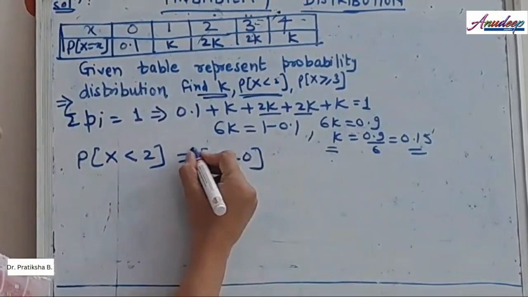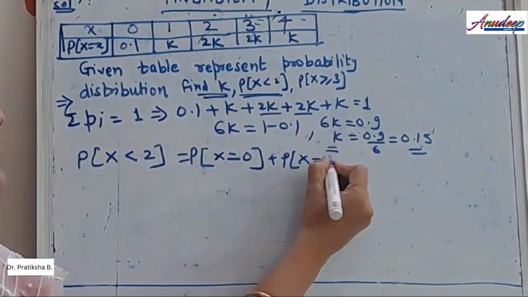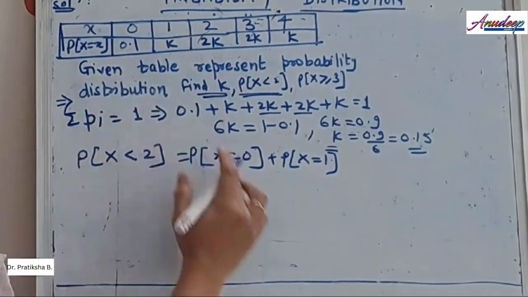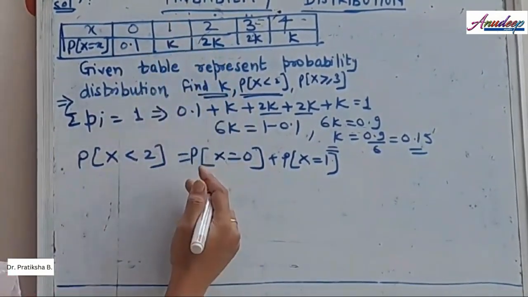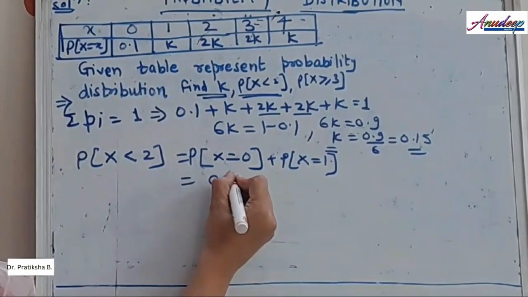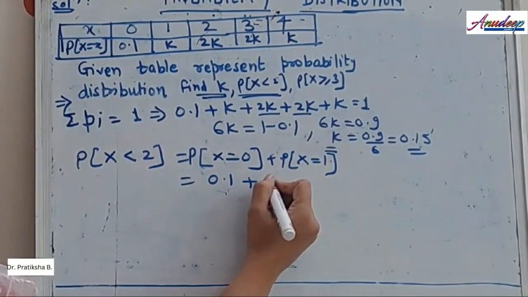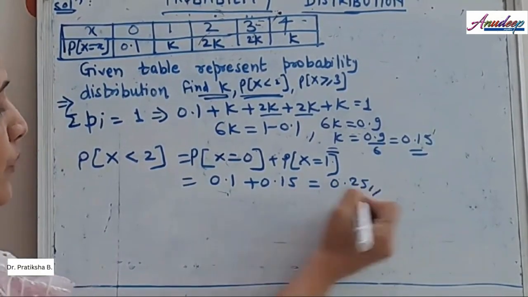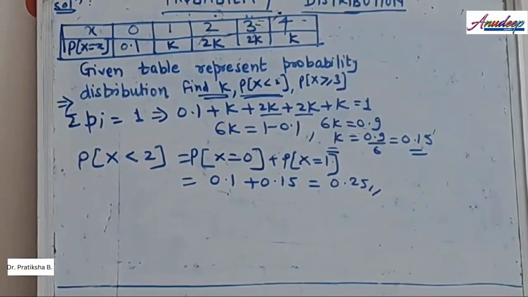So it will be equal to 0 plus probability of x will take the value 1. It is less than 2. So only these two values you are going to add, when x is equal to 0 and when x is equal to 1. So what is the probability? It is 0.1, and here x is equal to 1, that is k, that is 0.15, and when you add up it will be 0.25. That is the answer for the first one.